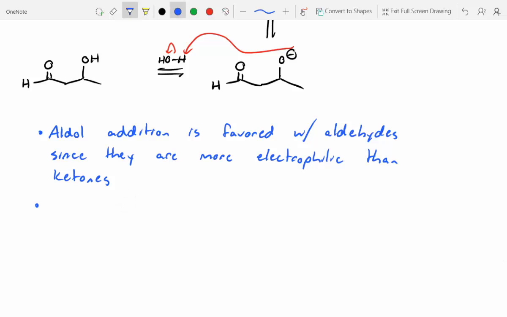The other interesting thing with this reaction is that the reverse reaction is also possible, meaning you can convert from your beta hydroxy aldehyde or ketone back to a ketone or an aldehyde. This is a big deal in biochemistry, and a lot of our enzymes actually facilitate that reaction.